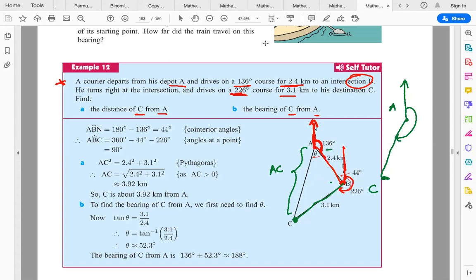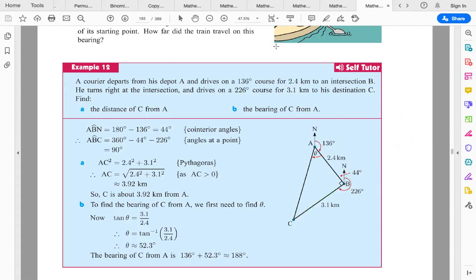As far as the distance is concerned, you have to find out the angles that are important to solve this question. Here this angle is 136, so this angle here is 180 minus 136. It's like this is north at A, and here is your B. So this angle is 44. Now, since this angle is 226 and this is 44, to find this angle it's 44 plus 226, and if you subtract that from 360, you get 90 degrees. That becomes much easier for us.